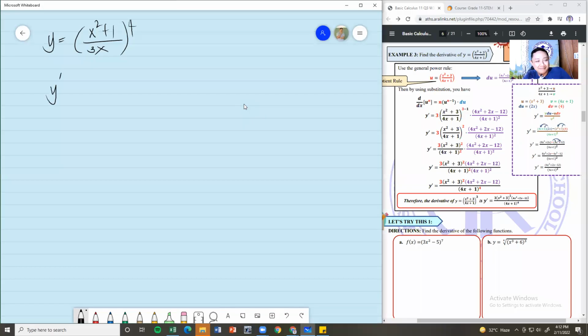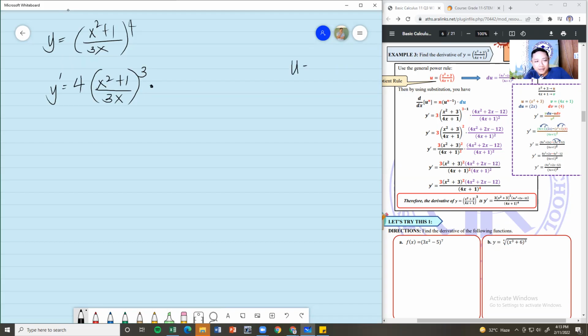So we have the y prime. If we look at this, the fraction is inside the chain rule, so the chain rule comes first. Let's do the chain rule first. So we have here 4 times, copy, x squared plus 1 over 3x raised to 3, subtracting 1 from 3. Okay? Times the derivative of this.